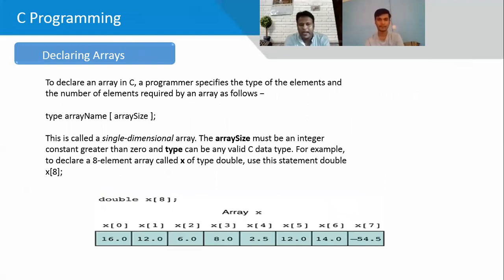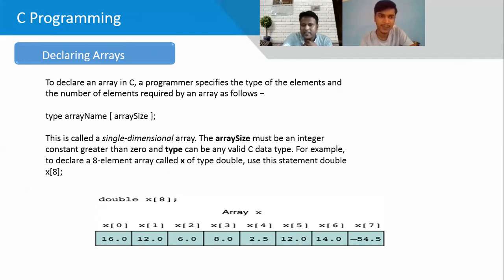To declare an array in C, a programmer specifies the type of the elements of an array, the data type, then the array name and size. So this is called a single dimension array. When you have to define the array, first you have to define your data type, array name, then size. This is called the single dimensional array.